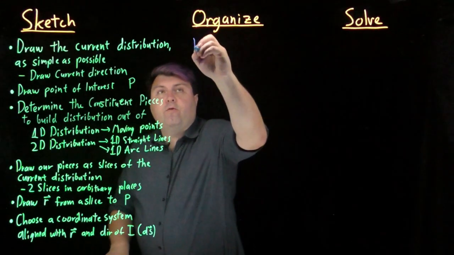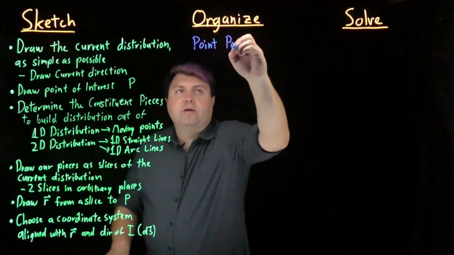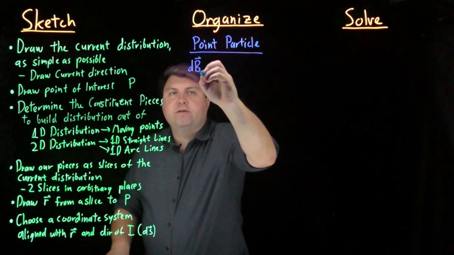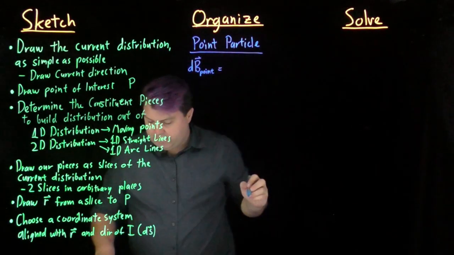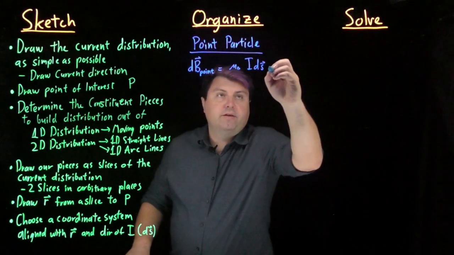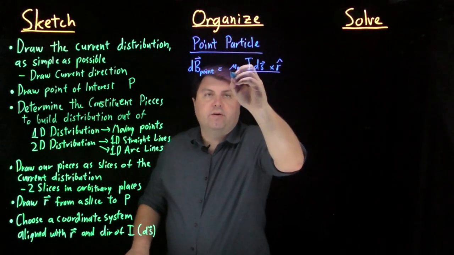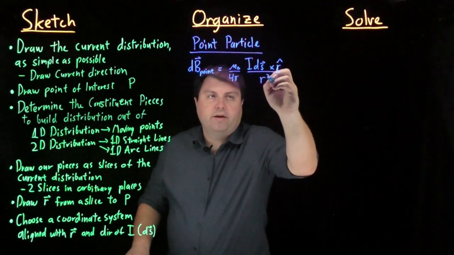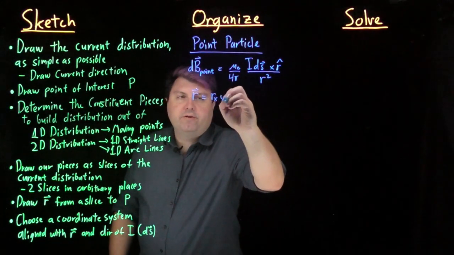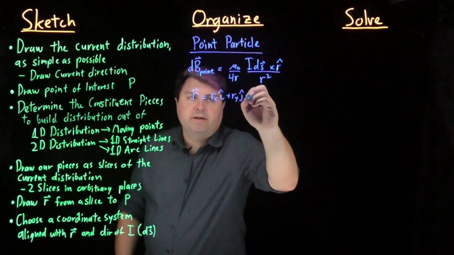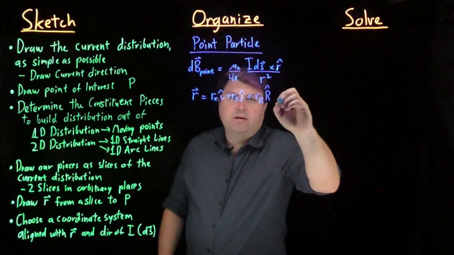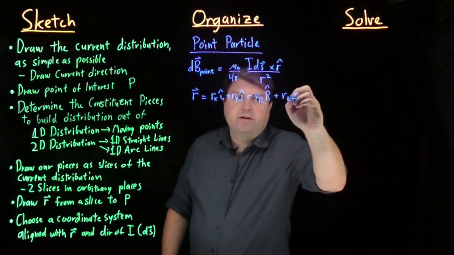fields. So if our constituent particles are point particles, then we would have that our differential magnetic field of a point is equal to mu naught I ds crossed with r hat over 4 pi r squared. So we have that our r vector, if we're in two dimensions, could be rx i hat plus ry j hat. But if we're in RTZ, it might be easier to do as capital R, r hat plus rz, z hat.